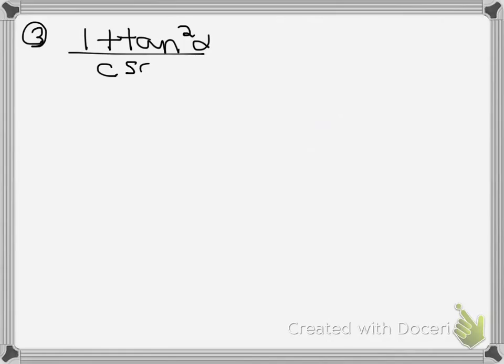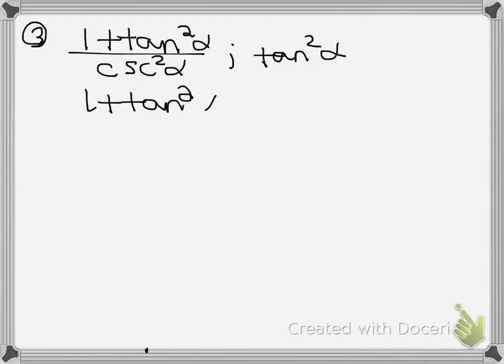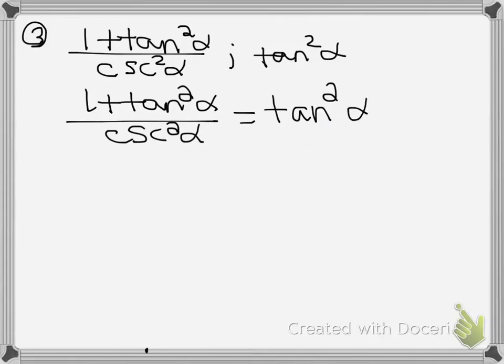Let's do another one like that. Same direction. Show that the left side equals the right side. 1 plus the tangent squared of alpha over the cosecant squared of alpha equals tan squared alpha. Now, I put a semicolon here because that's the notation that you can find in your textbook. But really what that just means is 1 plus the tan squared over the cosecant squared equals the tan squared.